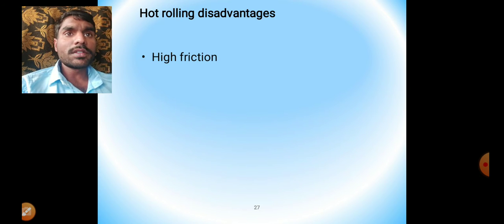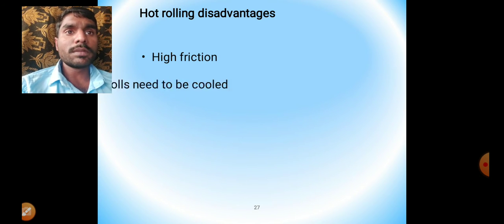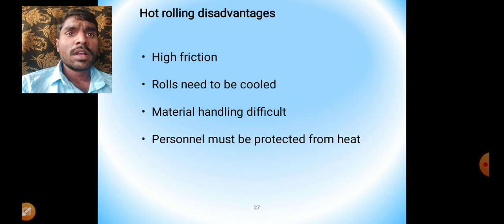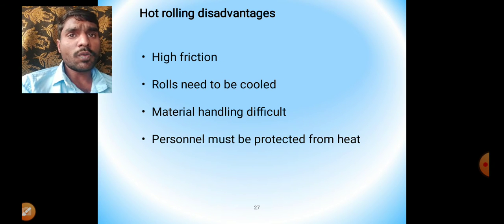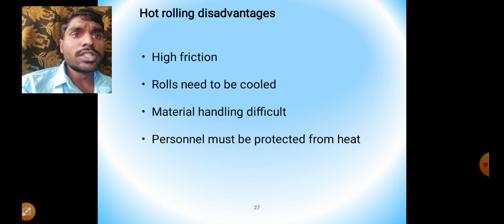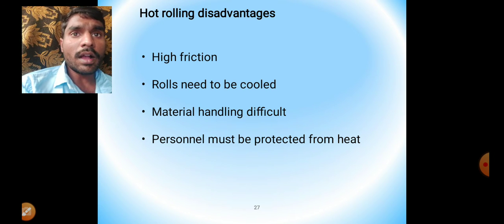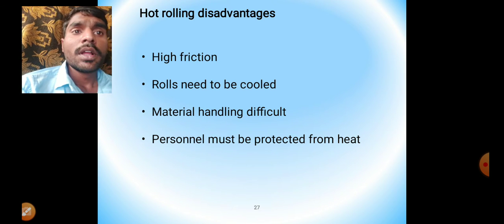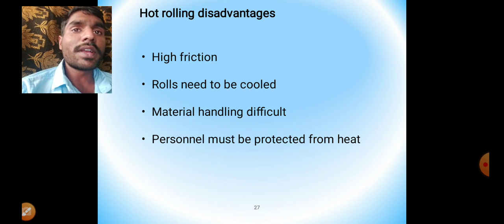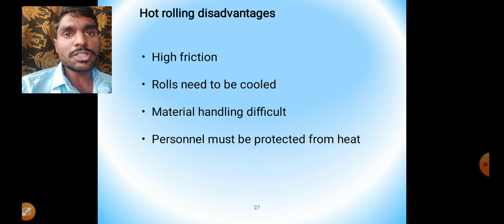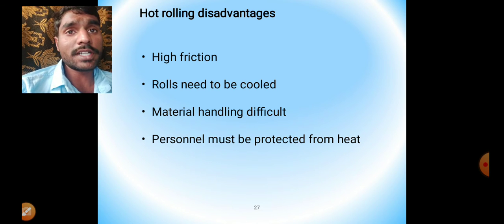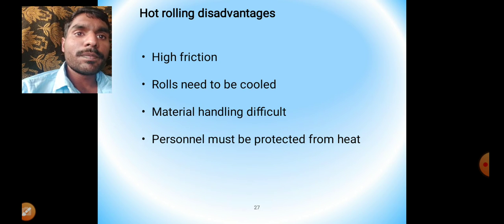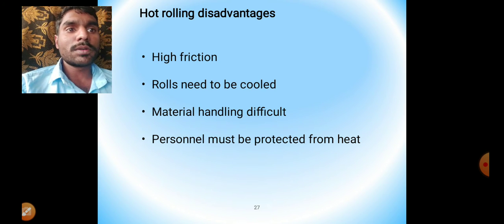The disadvantages of hot rolling: high friction takes place between the rolls and the strip, and the rolls need to be cooled by using high pressure water, and the cooling is required continuously. Material handling becomes difficult when damage happens. The customer will not be satisfied with the quality, and personnel must be protected from the heat.